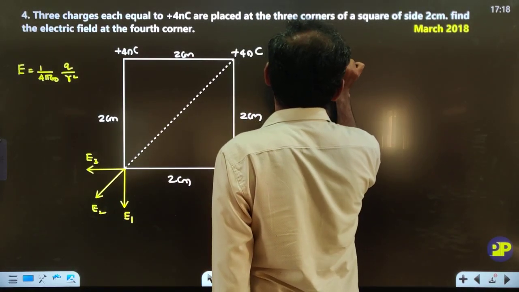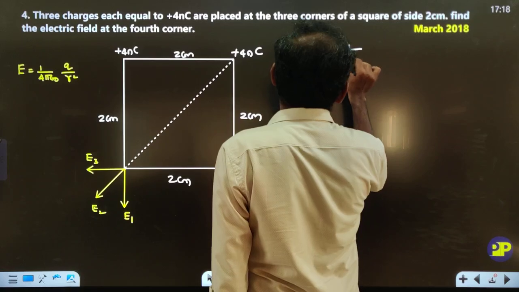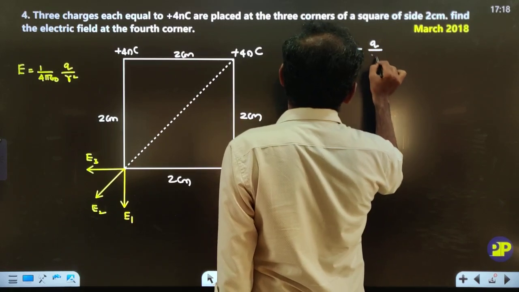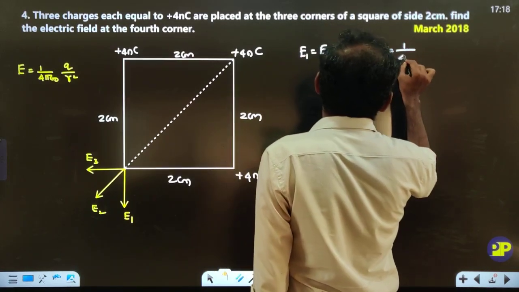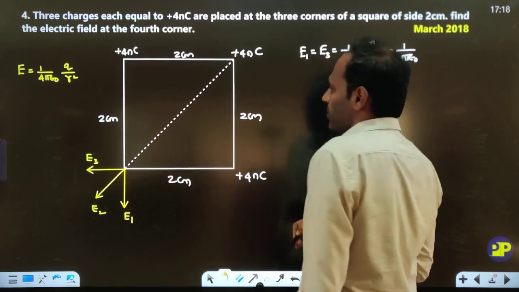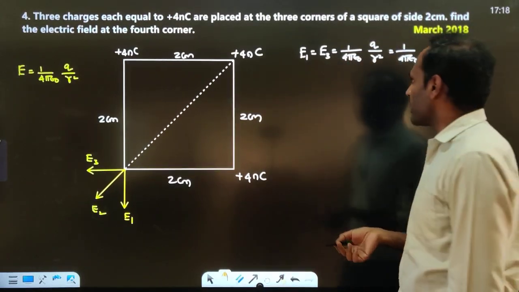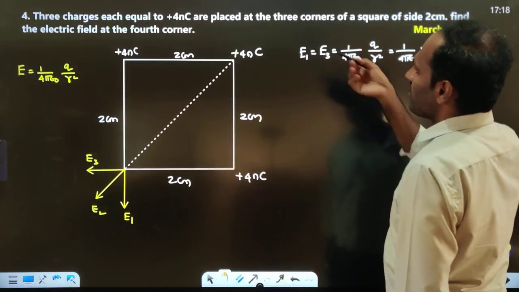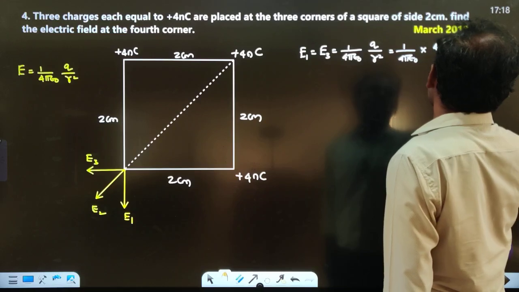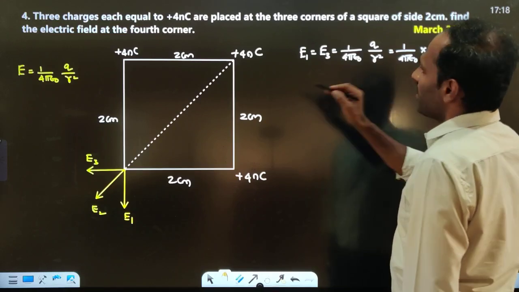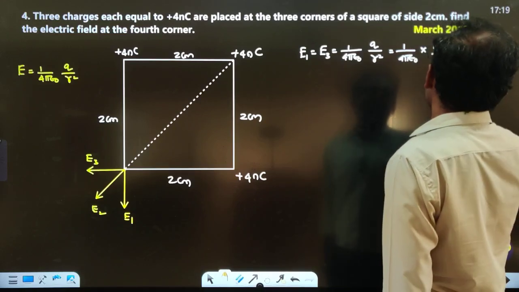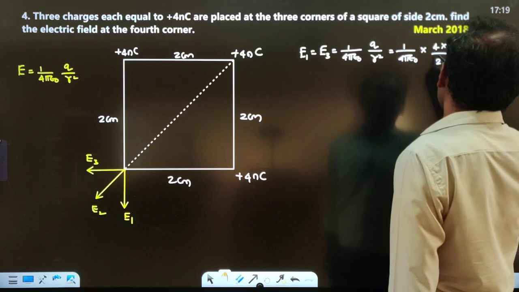E1 equal to E3 is equal to, the formula is 1 divided by 4 pi epsilon naught Q divided by R square. So it will be 1 by 4 pi epsilon naught. The value of 1 by 4 pi epsilon naught is 9 into 10 to the power 9. Don't forget it. Into Q. Q means you have to take it as 4 nanocoulomb, 4 into 10 to the power minus 9, divided by the distance, which is 2 centimeter. I will take it in meter, 2 into 10 to the power minus 2 whole square.